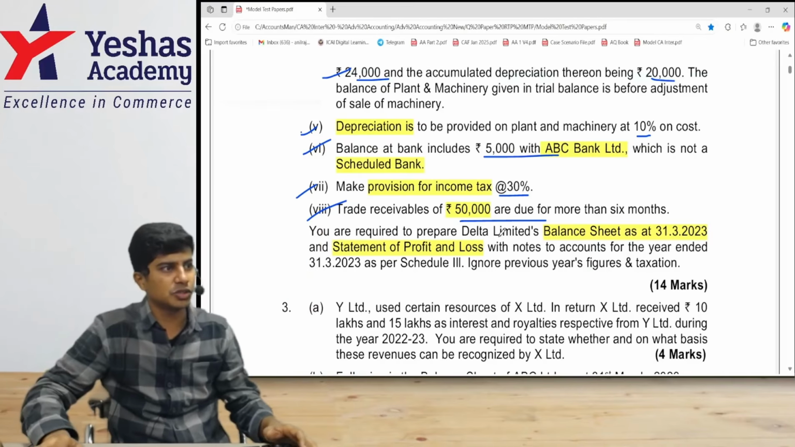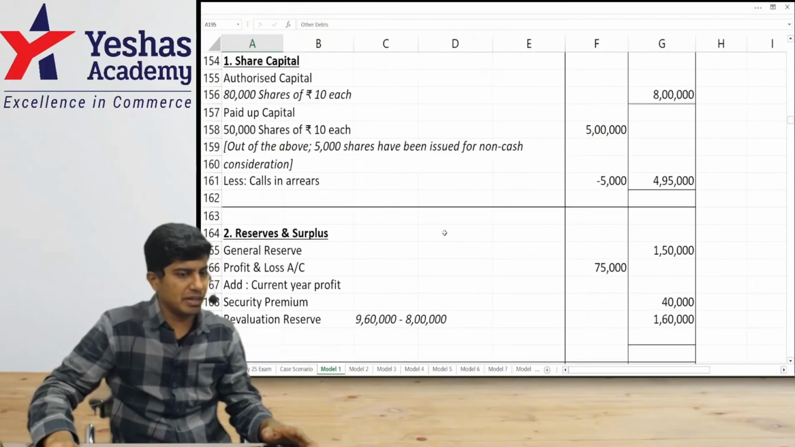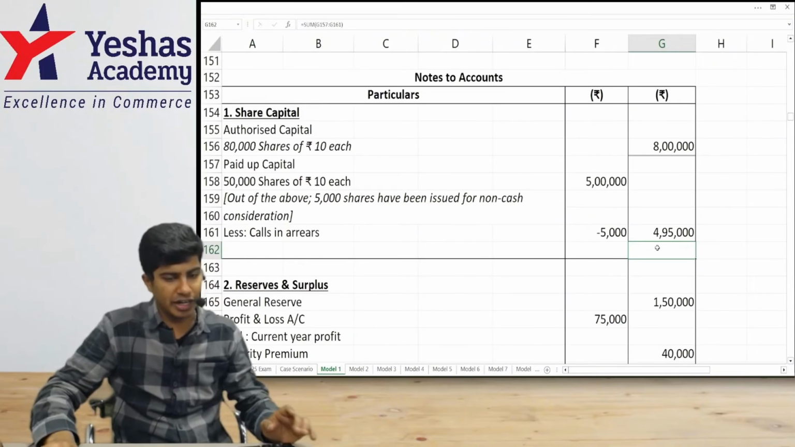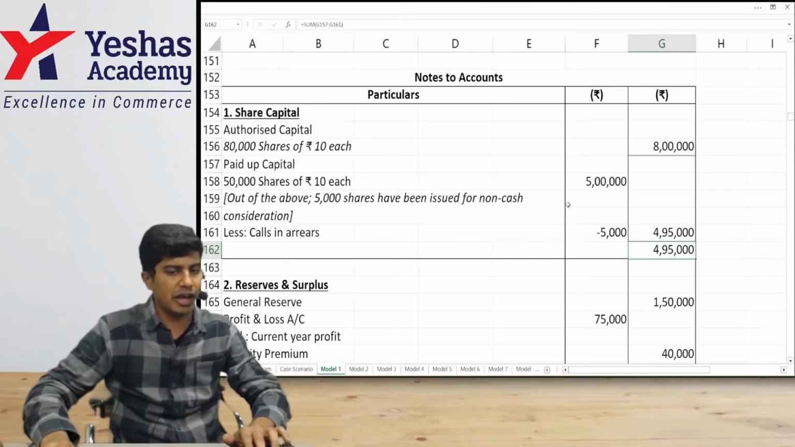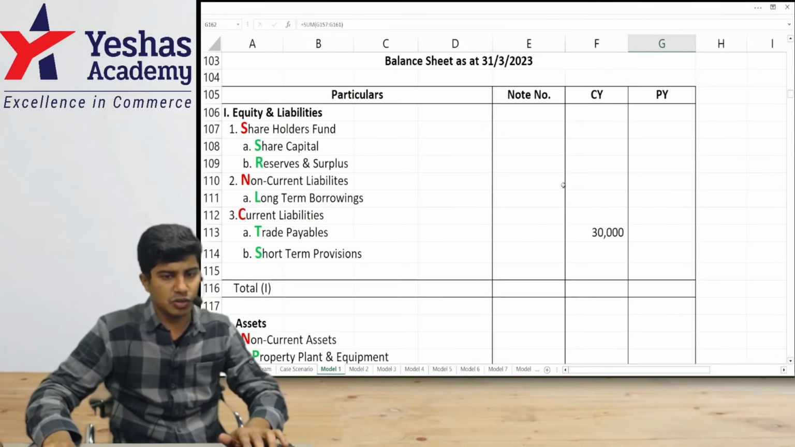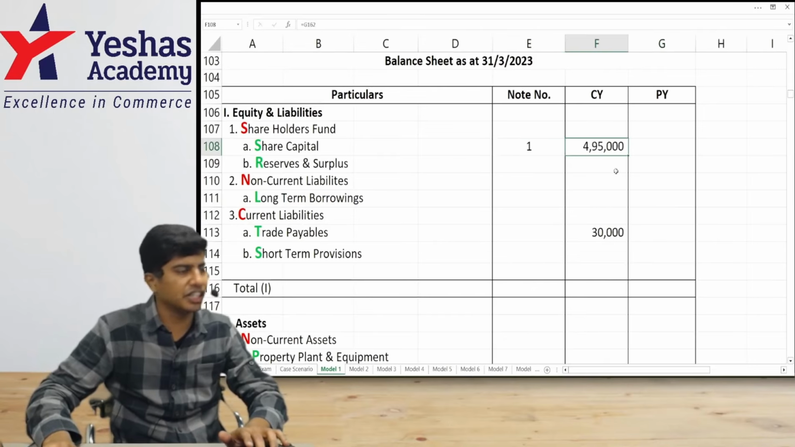Hey, then go to next question. Shall we? Step by step. First, to begin with, share capital, 495. Shall I write 495 to balance sheet? 4,95,000 will go to balance sheet as note number one, share capital.